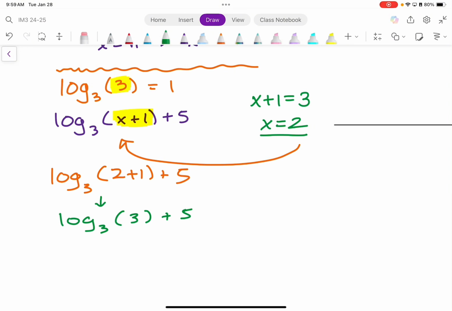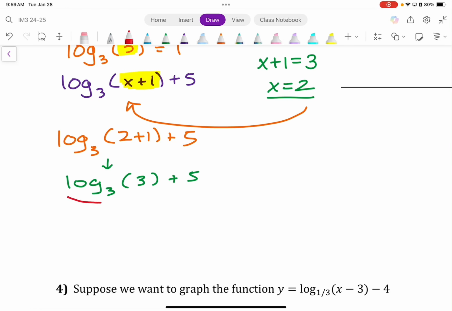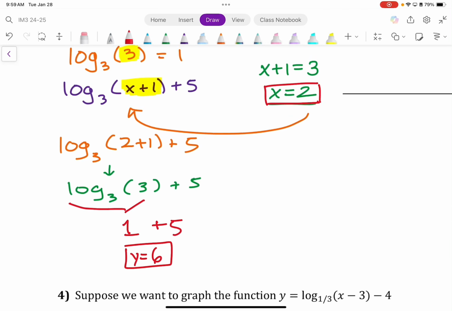But from our work earlier, anytime you take the log base of the base, you get what? So what does all of this become? Log base 3 of 3 becomes 1. So really, this is 1 plus 5. And what's 1 plus 5? 6. So your second coordinate is 6. So you have an x coordinate of 2 and a y coordinate of 6. That'll be your second point. Second point, 2 comma 6.